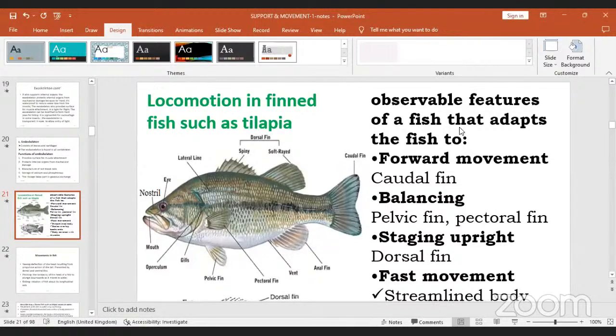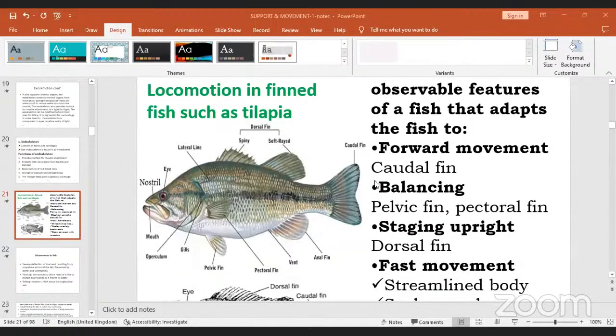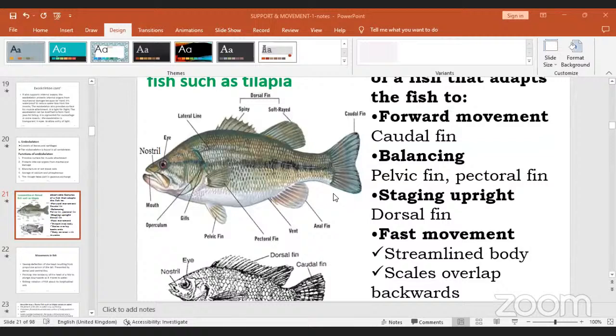So what are some of the observable features that adapt the fish to various functions? As you can see, one of the parts of the fish is the caudal fin. This fin here is able to lash sideways, and that one propels the fish forward. It is the most powerful part of the fish when it comes to movement. Depending on the size of the fish, the caudal fin produces some power.